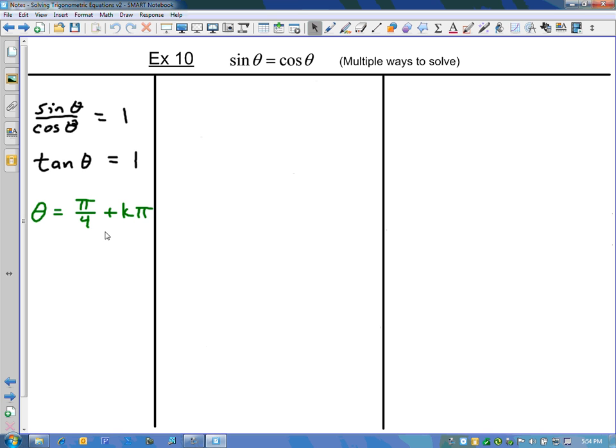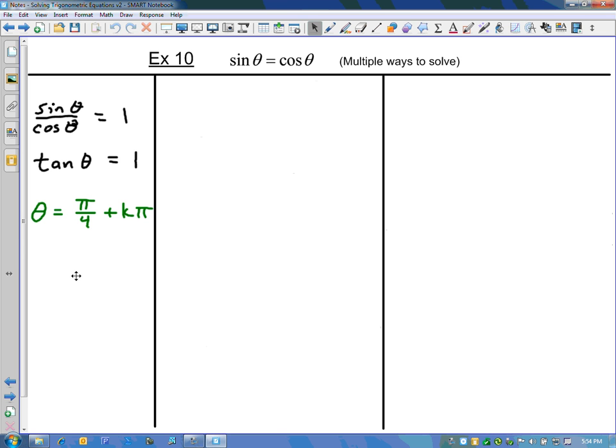And that is correct, but you do have to be careful. When we divided both sides by cosine, there's a possibility that cosine is 0. So you have the possibility of division by 0. You want to be careful anytime you're dividing by something that could possibly take on the value of 0.